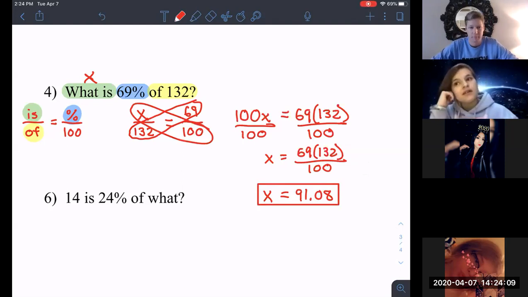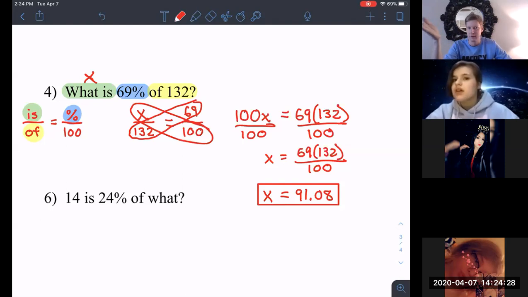More. Yeah, that's more than half. So we expect our answer to be more than half of 132. Half of 132 would be 66, and our answer is 91. So it is in fact an answer that makes sense logically for us.